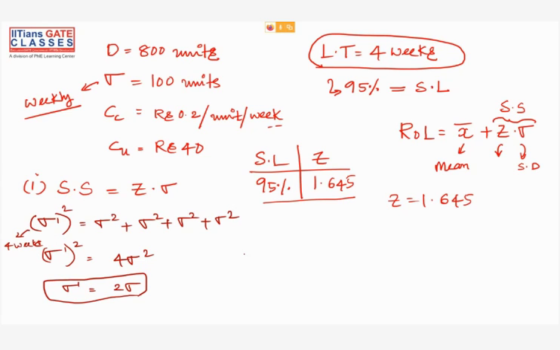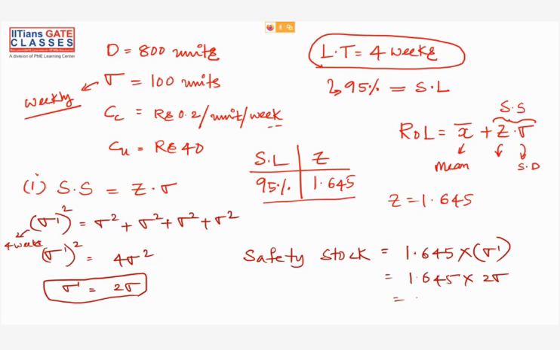So hence safety stock is equal to Z into sigma dash. What is the Z value? 1.645 into sigma dash, and that is 1.645 into 2 sigma, and that is 1.645 into 2 into 100, and that gives your answer: 329 units as your safety stock.